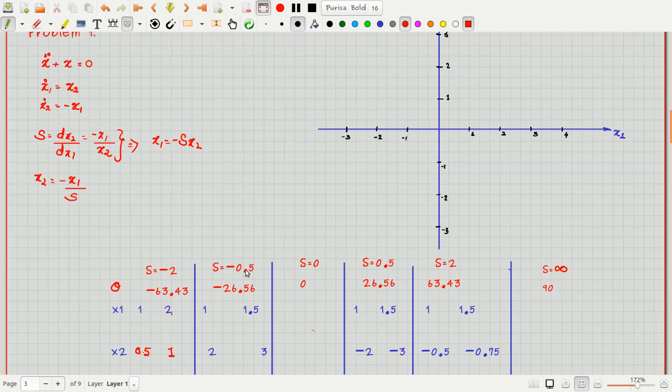Similarly, for s is equal to minus 0.5, for x1 equal to 1, what will it be? 1 by minus 0.5, the value is 2. Similarly, minus 1.5 by minus 0.5, the value is 3. So what about this case? I have not written anything here. Can you tell what it would be? When s is equal to 0, even if we give any value of x2, the value of x1 would be 0. Right? The value of x1 would be 0.